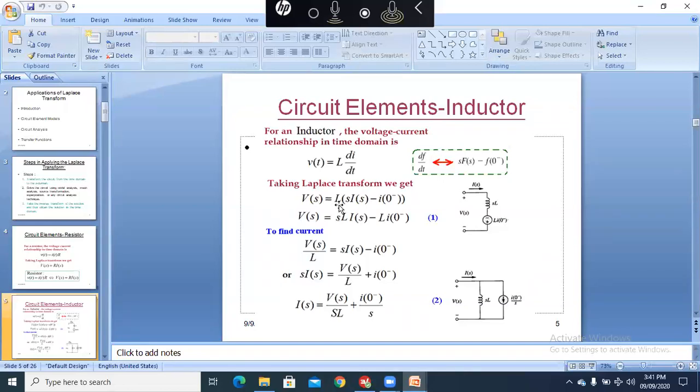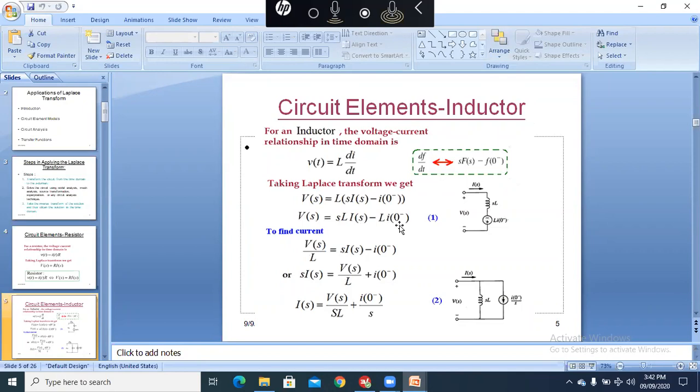and the value of inductance into the value of di/dt. So di/dt, its Laplace transform is sI(s) minus the initial condition. So we can have V(s) is equal to sL I(s) minus L i(0 negative). If we have to find the value of the current, we can also find it from this equation.